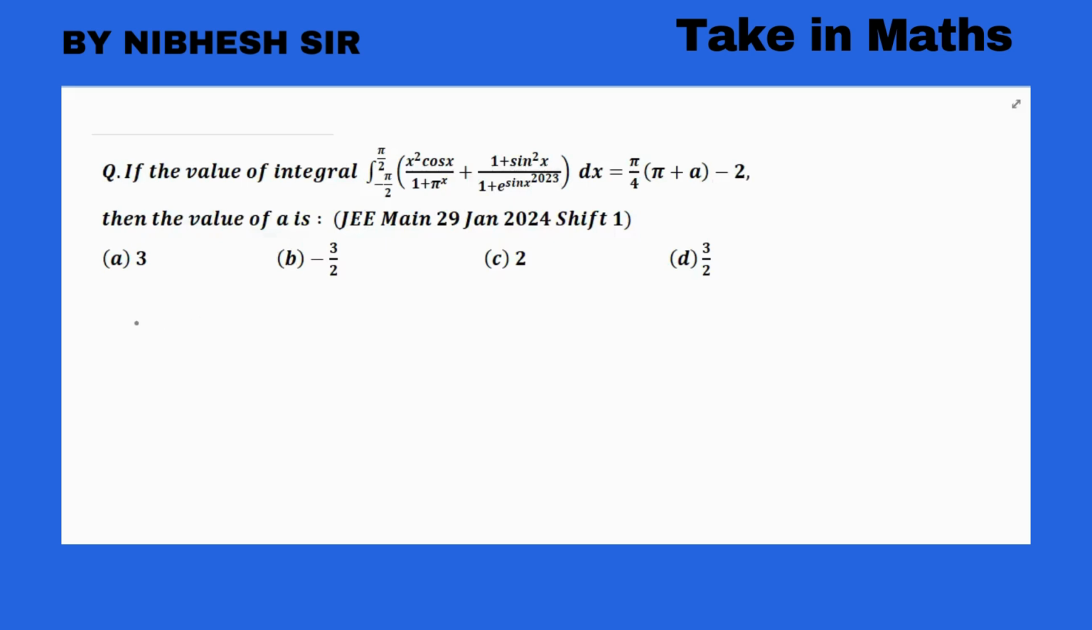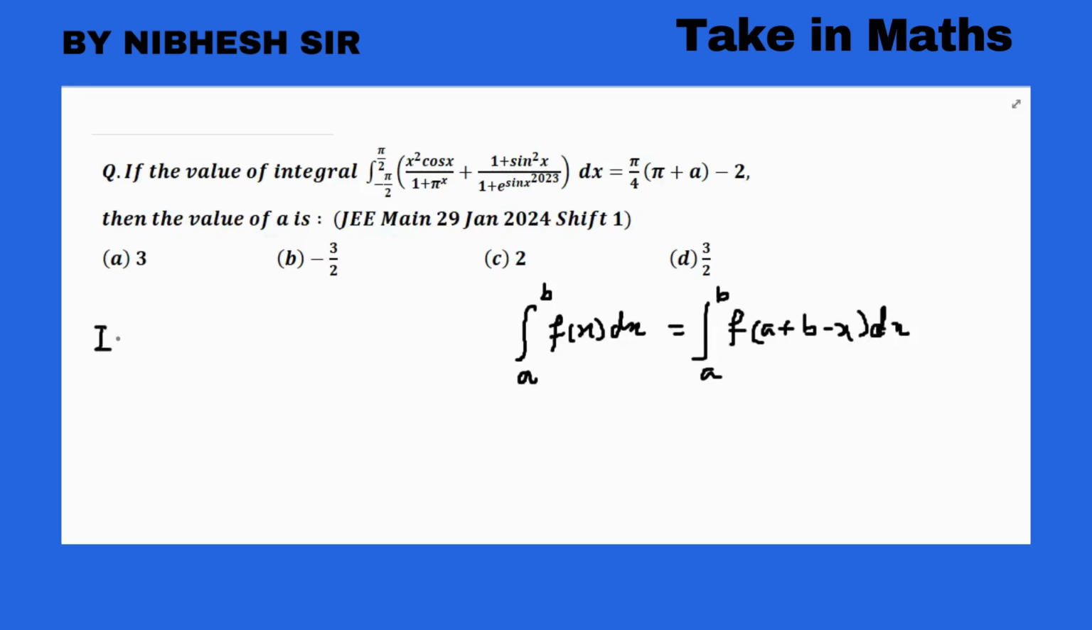Okay, so we have the integration. So the key concept is what property we will use here. One of the properties of definite integration is that the integral from a to b of f(x) dx is equal to the integral from a to b of f(a plus b minus x) dx. So this property we will use here.